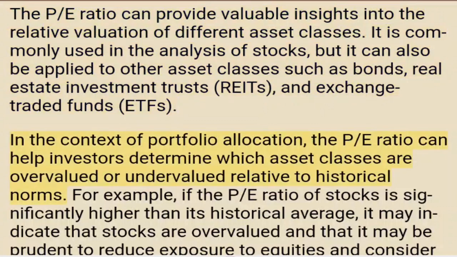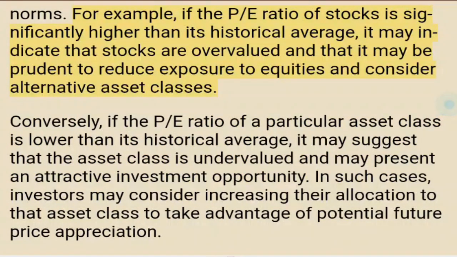In the context of portfolio allocation, the P/E ratio can help investors determine which asset classes are overvalued or undervalued relative to historical norms. For example, if the P/E ratio of stocks is significantly higher than its historical average, it may indicate that stocks are overvalued and that it may be prudent to reduce exposure to equities and consider alternative asset classes.